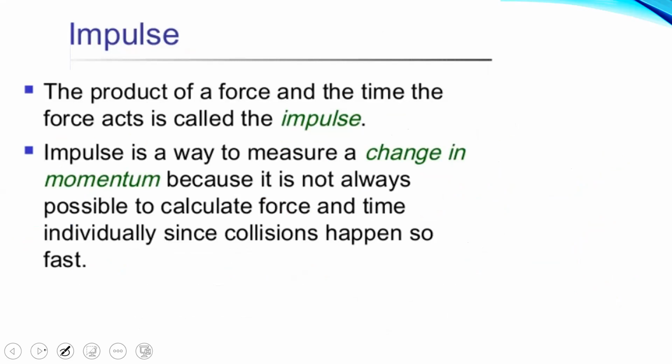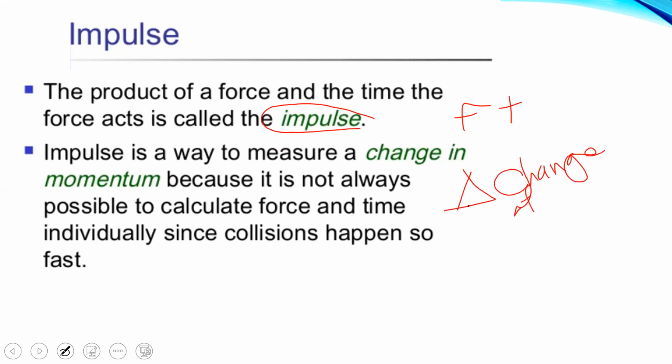So the product of a force and the time, we called it an impulse, as we said before. Impulse is a way to measure a change in momentum, because it's not always possible to calculate force and time individually, since collisions happen so fast. So if I want to measure a change of momentum, I can measure the difference in the velocity.